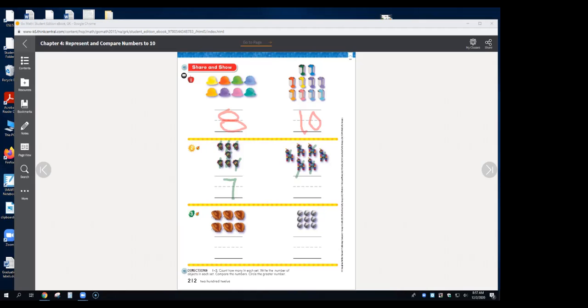6. How do we write 6? Start at the top in a little circle. There we go, a little curve. 7 and 6. Now I need your help. Who can tell me which one is greater than? Remember, greater than means bigger. I'm going to ask Christian.